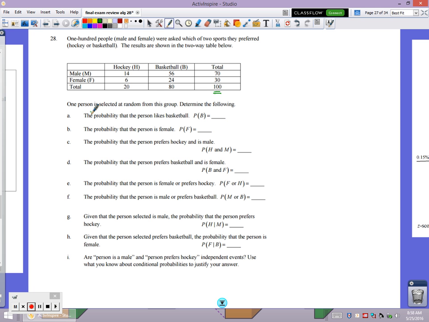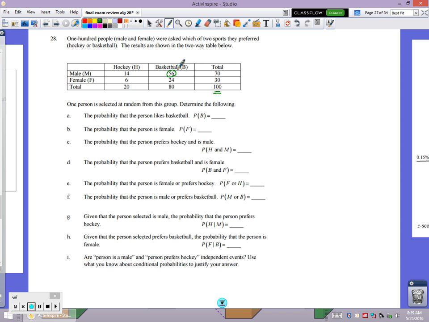All right, so one person is selected at random from this group. Determine the following. What is the probability that a person likes basketball? So I'm going to go to basketball. One of the number one mistakes is students go and take the first number because they know they're in the right spot. They're like, woohoo, 56. But that is not the total.